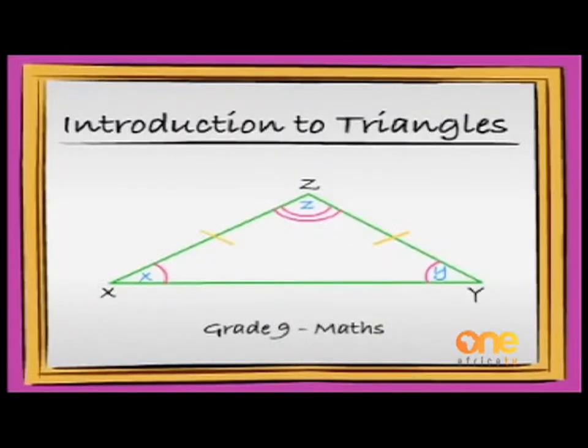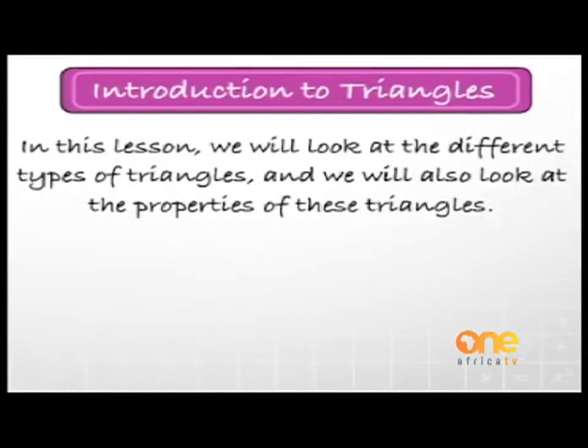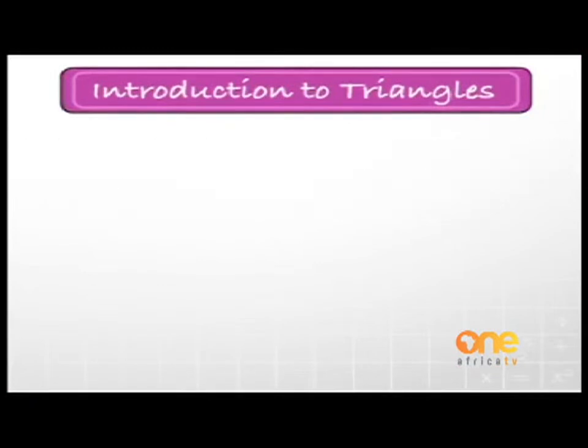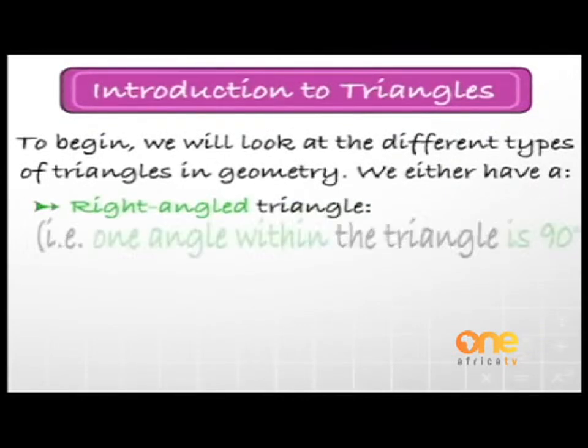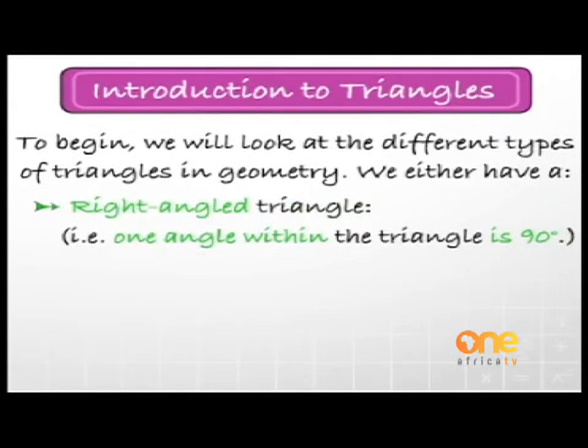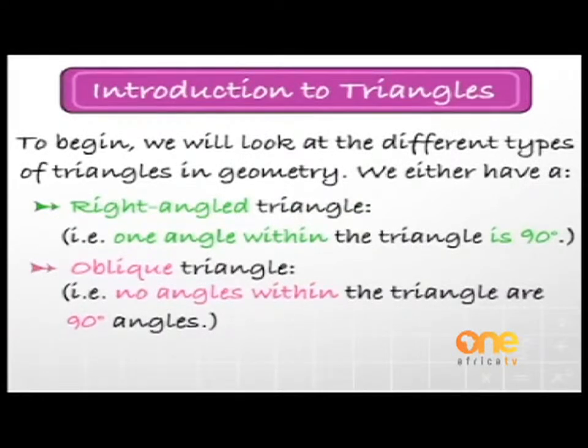In this lesson, we will look at the different types of triangles, and we will also look at the properties of these triangles. To begin, we will look at the different types of triangles in geometry. Triangles are either right-angled, that is, one angle within the triangle is 90 degrees, or triangles are oblique, that is, no angles within the triangles are 90-degree angles.